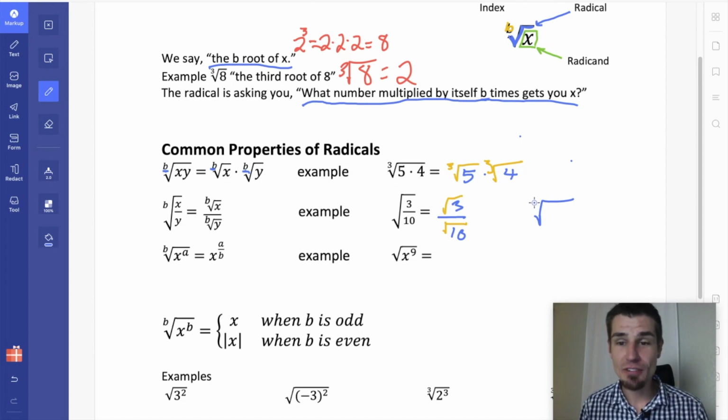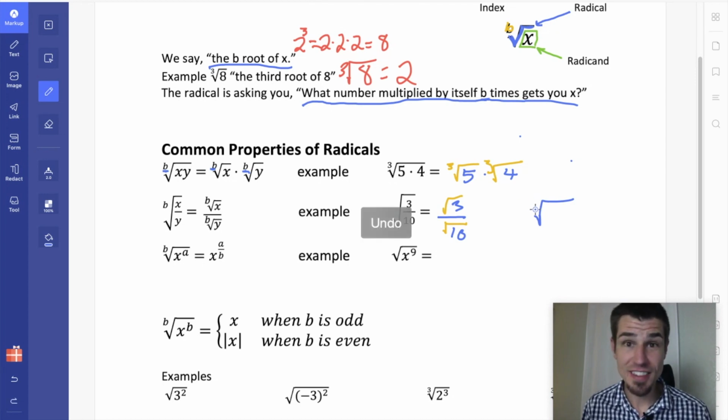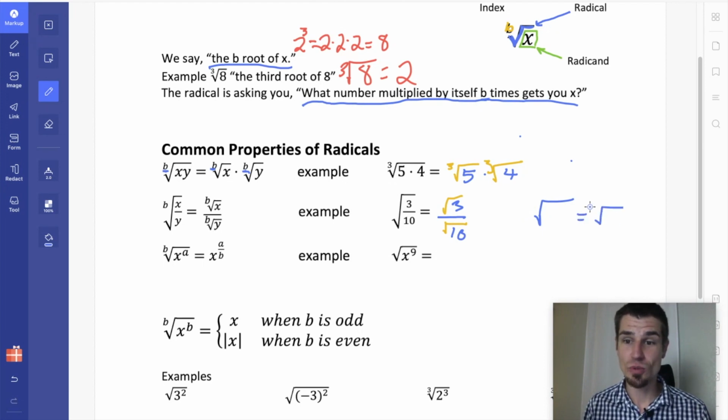If we do not write an index, it's just understood that that index is a 2. Okay? So if there is no index, it's not there, then we know that that's actually just the square root. Okay? The index is a 2. We just don't write it.